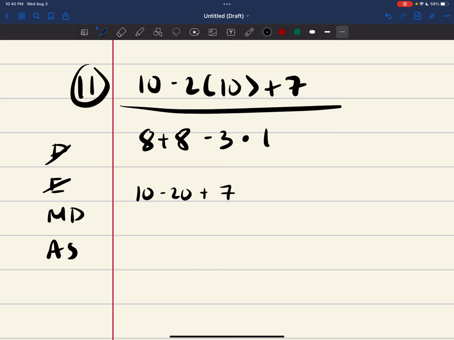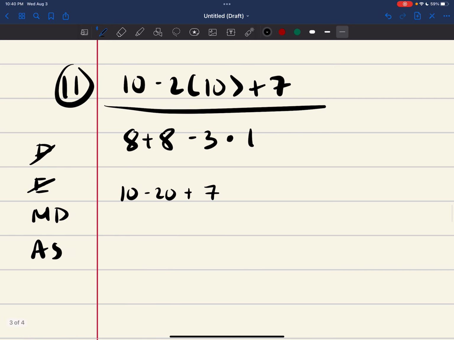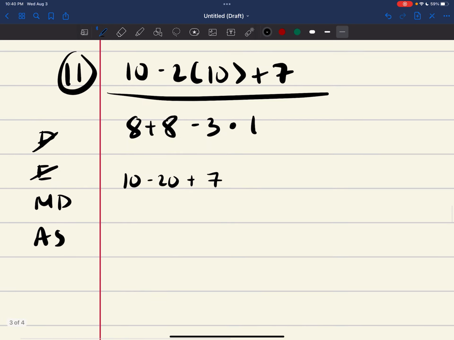Okay. Is there anything else I can do here? Yes, I can. I have 10 minus 20, which is just negative 10. And then I have this plus 7, which is going to give me negative 3. So on the top part, I have negative 3.